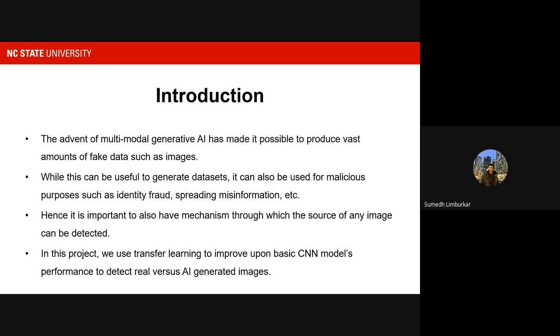Today, advanced AI technologies have made it increasingly challenging to distinguish between real and fake images. Advancements in multimodal generative AI have enabled the creation of vast amounts of fake data, including images. While this has positive uses like dataset generation, it also raises concerns for identity fraud and the spread of false information. Our project focuses on using transfer learning to enhance a basic CNN model, improving its ability to distinguish between real images and the images which are generated from AI.